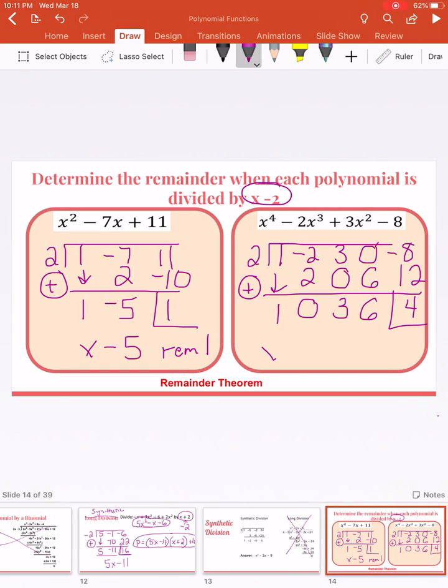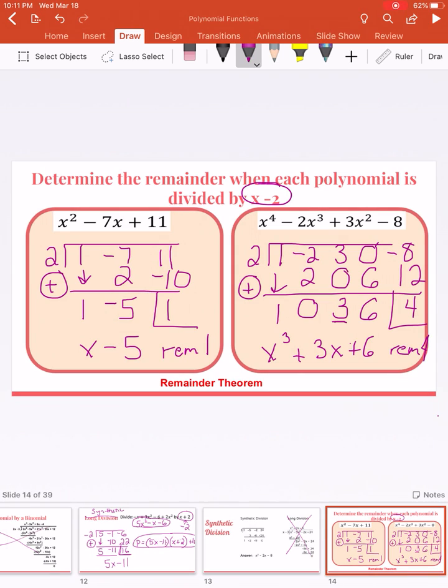So I'm going to end up with x to the third, plus, we don't need to put a 0x squared, so we'll skip that, plus the 3x plus 6 with a remainder of 4.